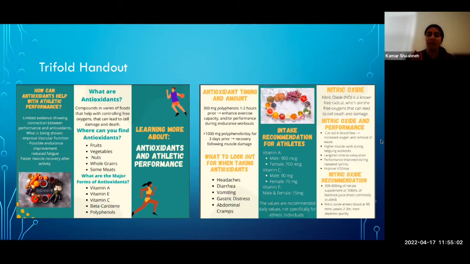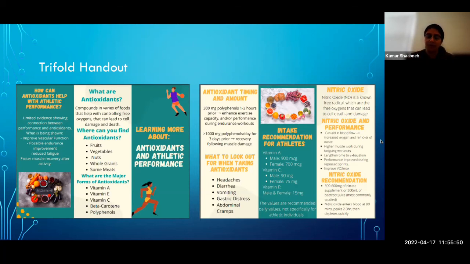What are the major forms? So vitamin A, vitamin E, vitamin C, beta-carotene, and polyphenols. How can it help? Which is, I feel like, the most important part for athletes. We stated in our handout, there's limited evidence showing connections between performance and antioxidants. What is being shown is that it improves vascular function, possible endurance improvement, reduces fatigue, and then faster muscle recovery after activity. And then the second part of our trifold shows antioxidant timing and amount. So 300 milligrams of polyphenols 1 to 2 hours prior enhances exercise capacity and/or performance during endurance workouts, and then greater than 100 milligrams of polyphenols per day for 3 days prior aids recovery following muscle damage.